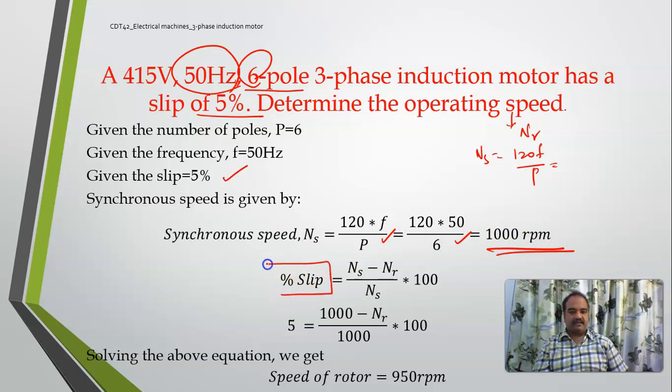Okay. Now the percentage slip is already given. How much are they giving? They are giving it as 5. The formula is Ns minus Nr by Ns into 100. You know its value is 5. Ns is 1000, and you need to find out Nr. To solve this, you will get the speed of the rotor as 950 rpm.